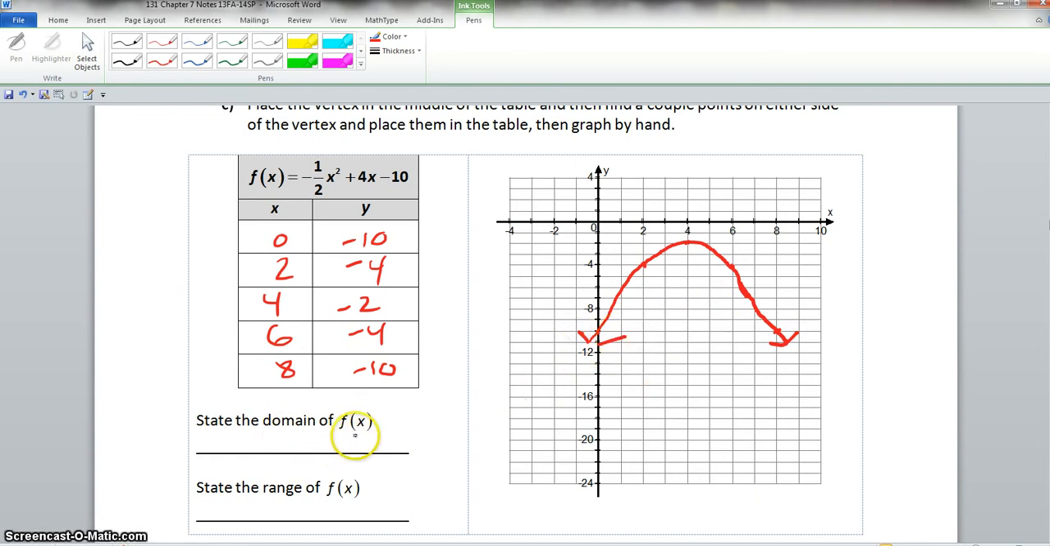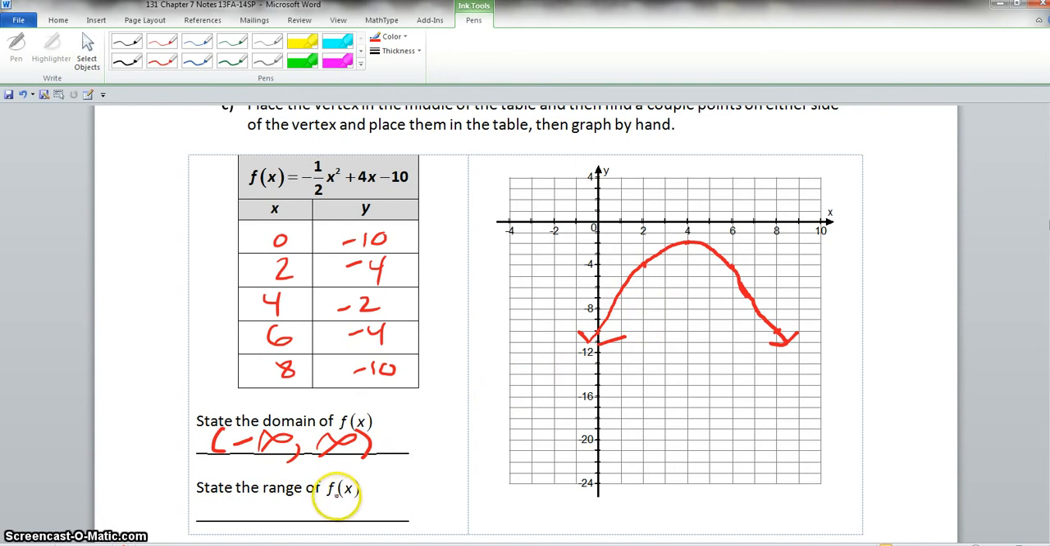Now it says here, state the domain of f of x. Now if you look here, we go past the y-axis. So there are no restrictions on x. So our domain is -infinity to infinity, because we could use any x value.